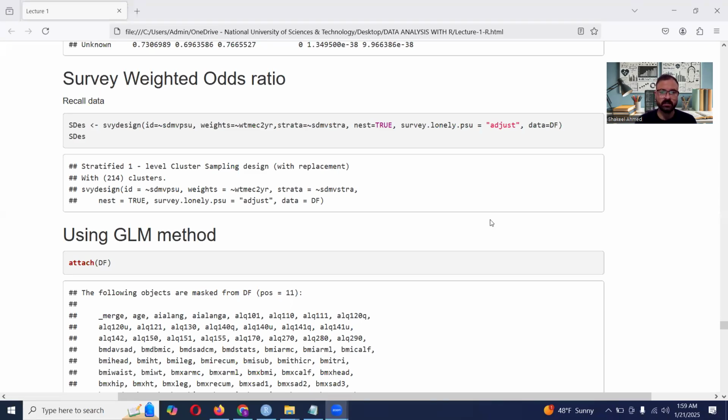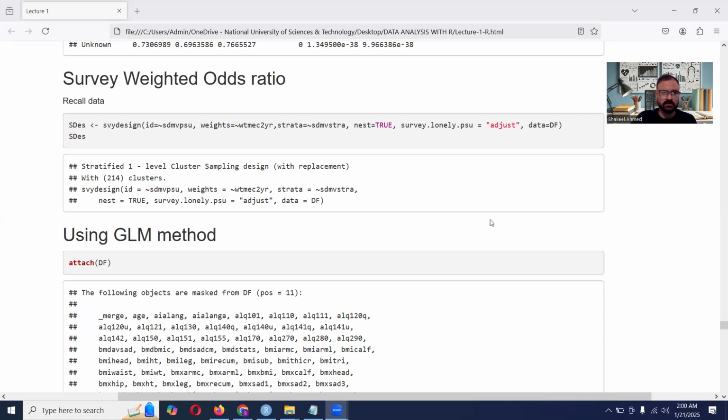In this tutorial, we will obtain the odds ratio when we have survey weighted data. We will find the odds ratio without adjusting for covariates, and then adjusting for covariates and including interaction terms. And we will also see how we can find the odds ratio for a subgroup of data using the survey design function.